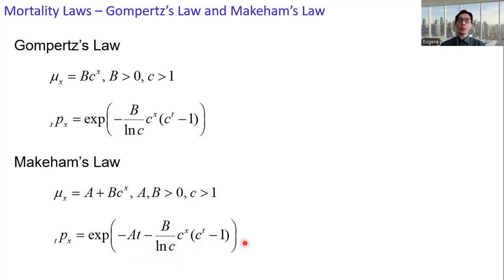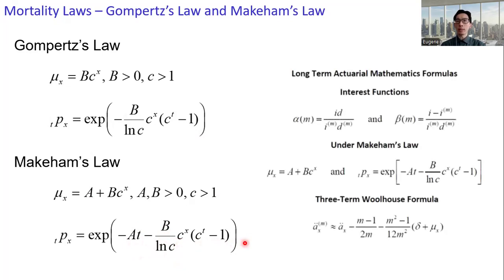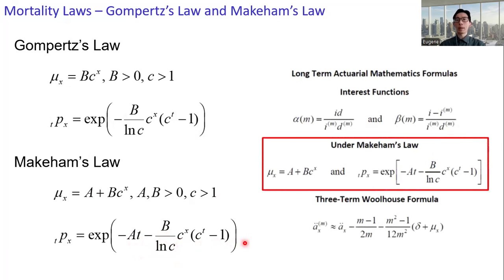If you are taking the SOA exam, you don't need to memorize all these formulas. The formulas are given in the table. This is for Makeham's law, and for Gompertz's law, you simply set A equals 0.